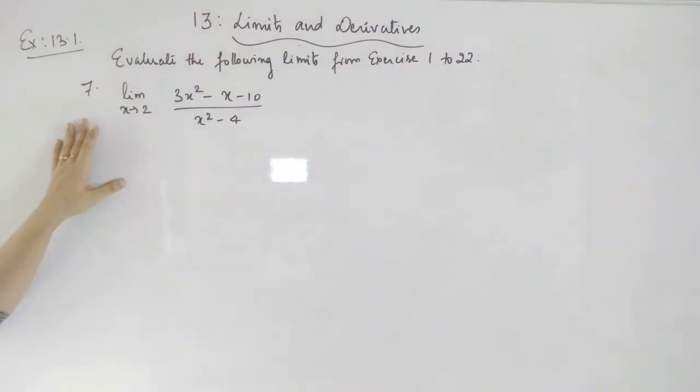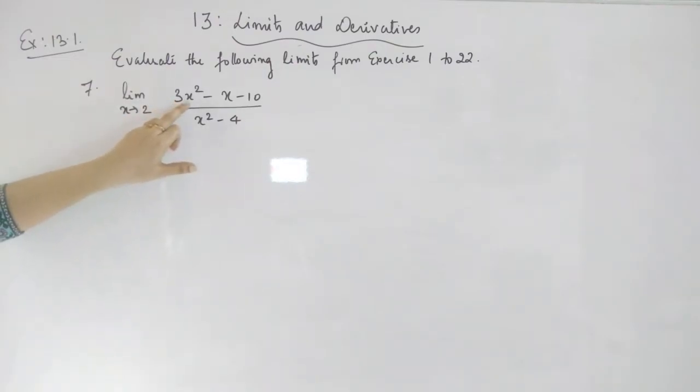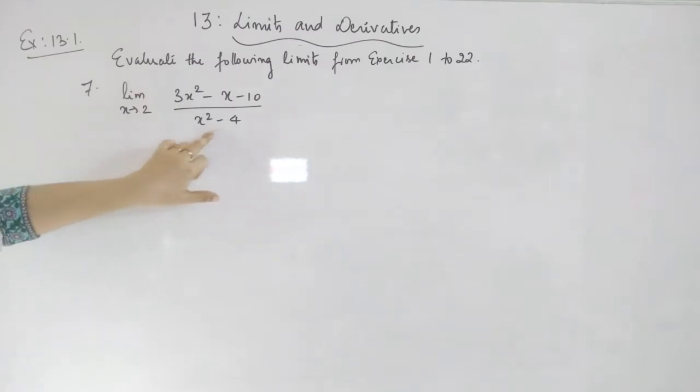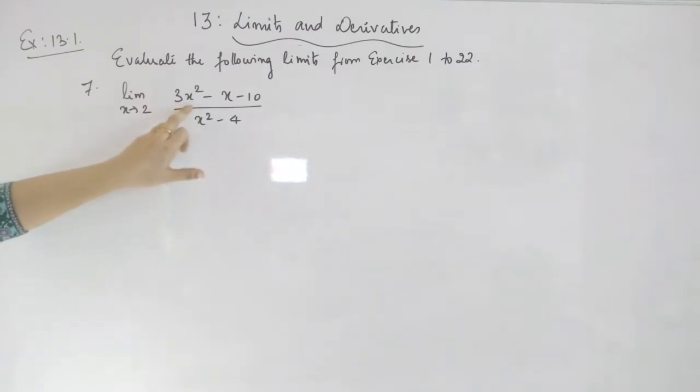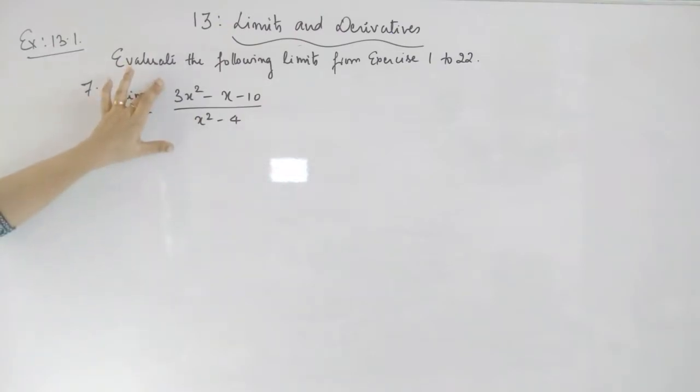Question number 7 is limit x tends to 2, 3x square minus x minus 10 divided by x square minus 4. Now again just see if it is possible to do in the direct method. That means just replacing with 2. This will give you how much? Here the denominator will become 0 and the numerator will become 0 again. So you can say that this is in the 0 by 0 form if you replace it in the direct method. So we need to do further things.